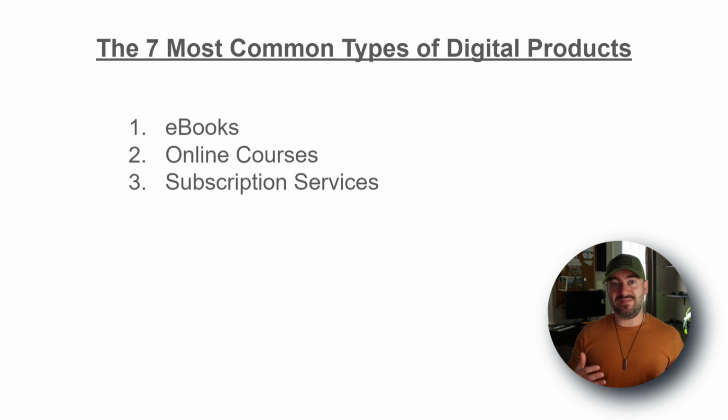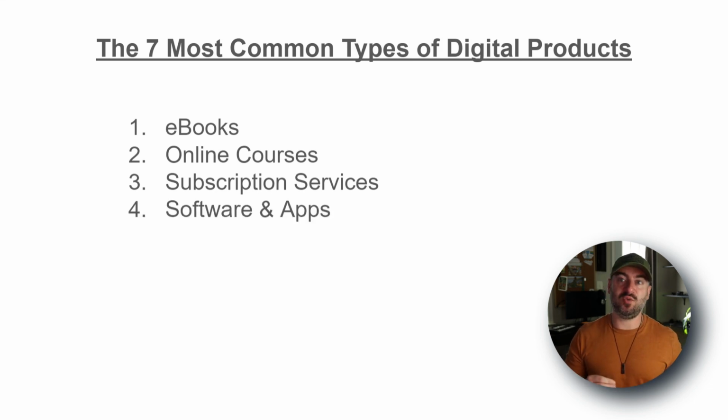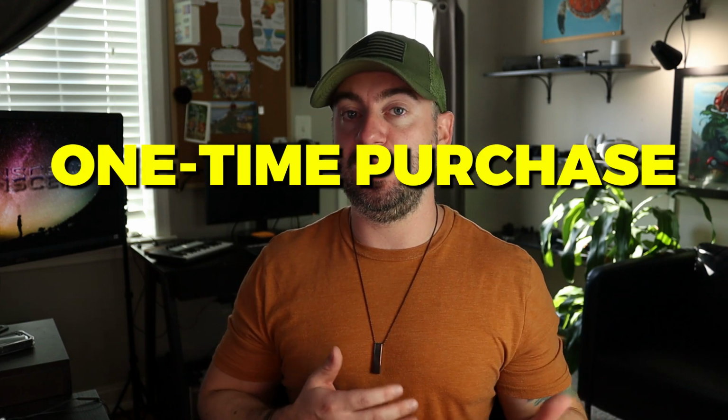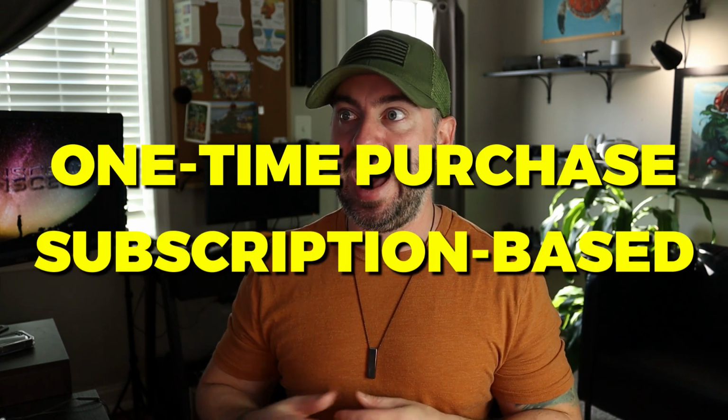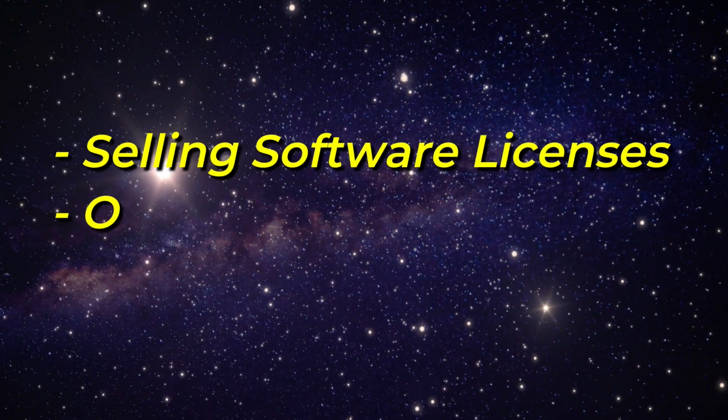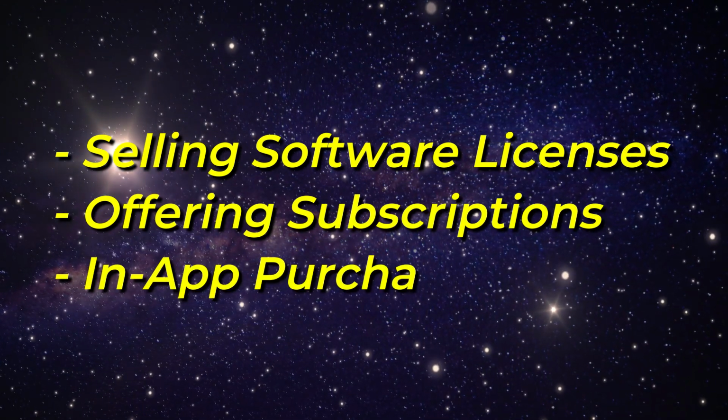Product number 4 is kind of on the similar lines, and this is going to be software and apps. So in the same way that you can have a subscription-based service, which is just services, you can also have software and apps, which can either be a one-time purchase or a subscription-based app. So these are obviously going to be for the more tech-savvy people, and the monetization ways can include selling software licenses, offering subscription services, like I said, or providing in-app purchases services.